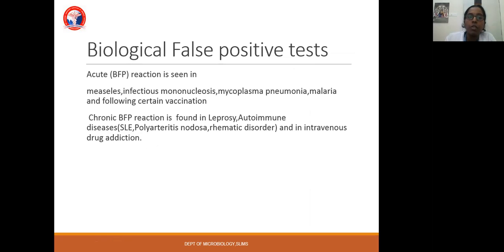Biological false positives can be seen in acute infectious diseases like measles, infectious mononucleosis, Mycoplasma pneumoniae, malaria, and after vaccinations. And in chronic infections like leprosy, then SLE and collagen vascular diseases. So these are the other conditions.